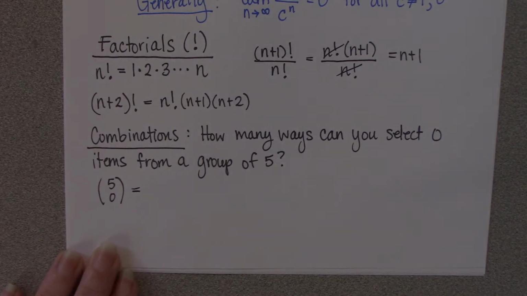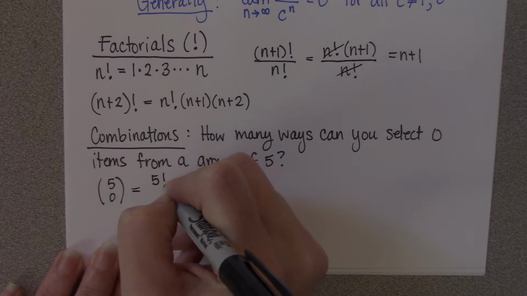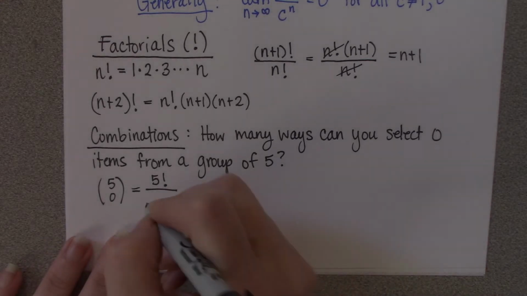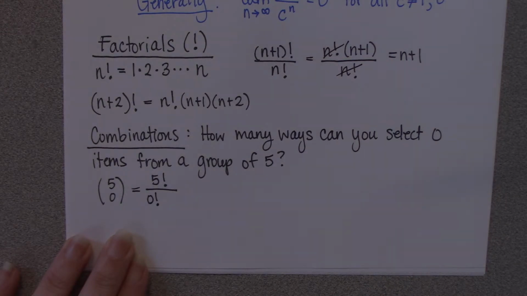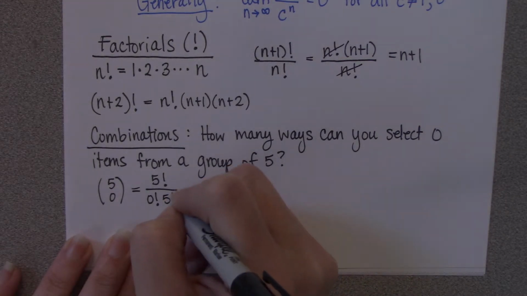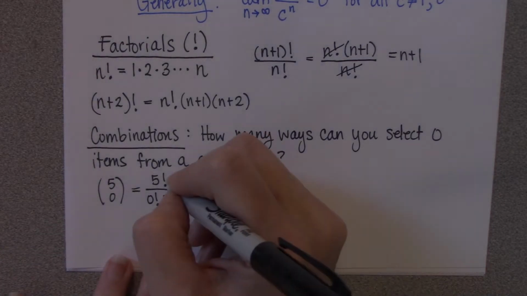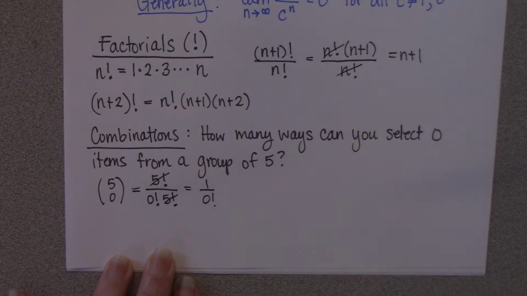And the formula to calculate this is actually kind of cool. So you put the total number of things you have on top. Those are all the different combinations. You get 5 factorial. And then in the denominator, you take the number of things you're choosing factorial times the number of things you're not choosing factorial. So you kind of put them into 2 groups. So you can see here that the 5 factorials cancel, and you end up with 1 over 0 factorial.